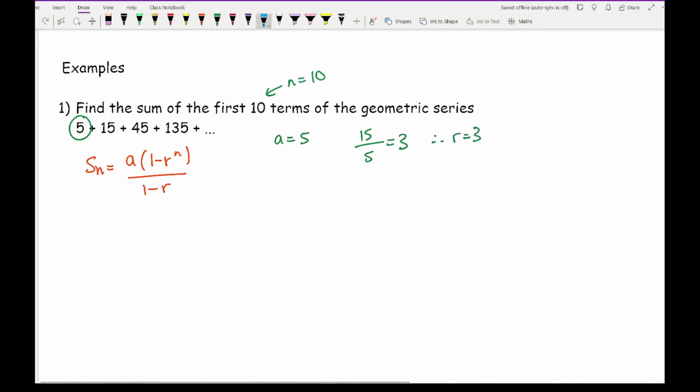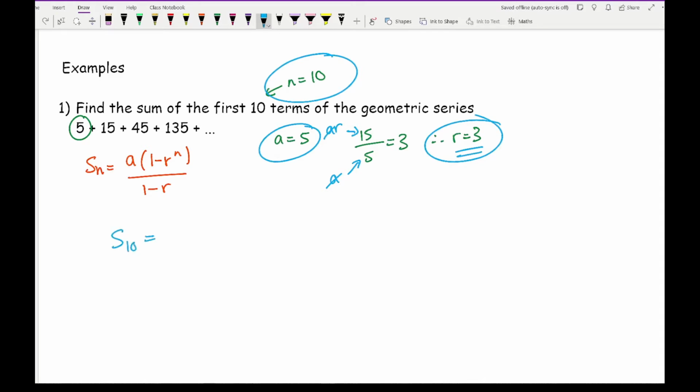And again, if you are doing this, make sure that you are using two consecutive terms, so that the a's cancel and then you're left with the correct r. So using these three numbers, what I'm then going to do is substitute the values into the formula to give me my answer. So here I've got S of 10 is going to equal 5 times 1 minus 3 to the power of 10 over 1 minus 3. Now again, that's going to give me a few negatives, but I'll get a negative on the bottom and a negative at the top, which therefore gives me a positive answer.